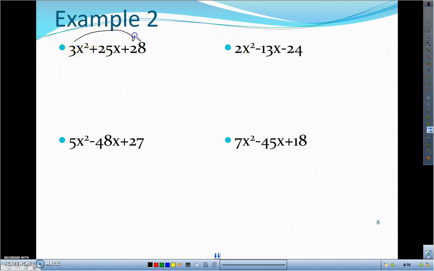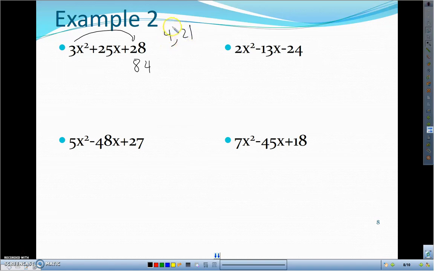The 3 times the 28 is going to be 60 plus 24, which is 84. So I need two numbers which will multiply to 84 and add to 25. And this is where it gets quite large. And let's think about this. We've got 84 would be 4 and 21.